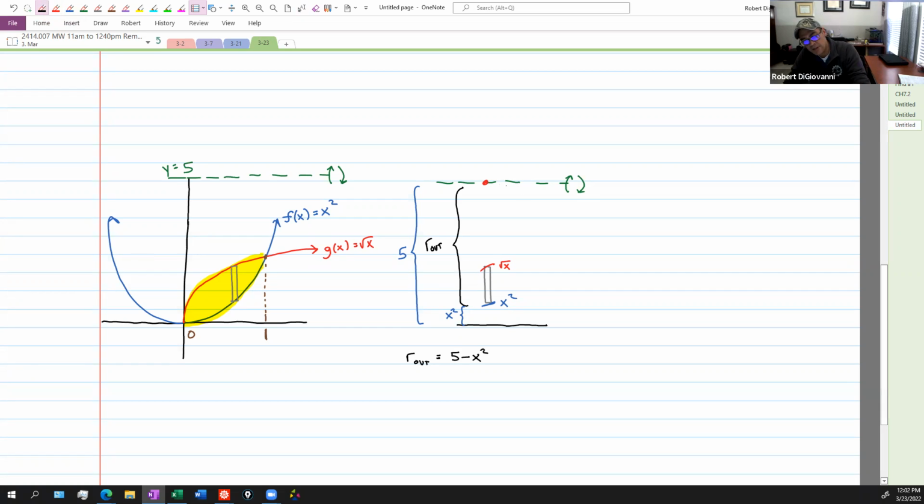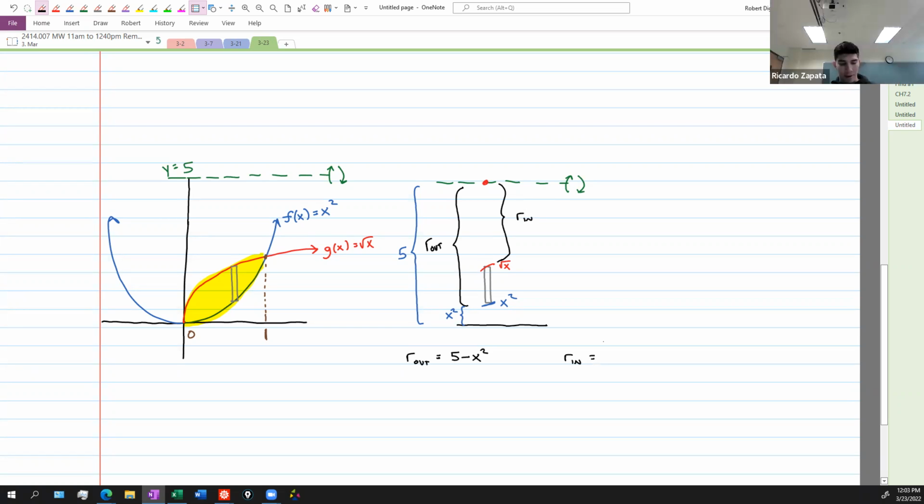Your R in is the distance from the axis of rotation to the inner edge of the rectangle. Ricardo, what do you think for R in? Yeah, I just did it differently, I added them instead of subtracting them. Okay, so what would it be? 5 minus root x. 5 minus root x, exactly.